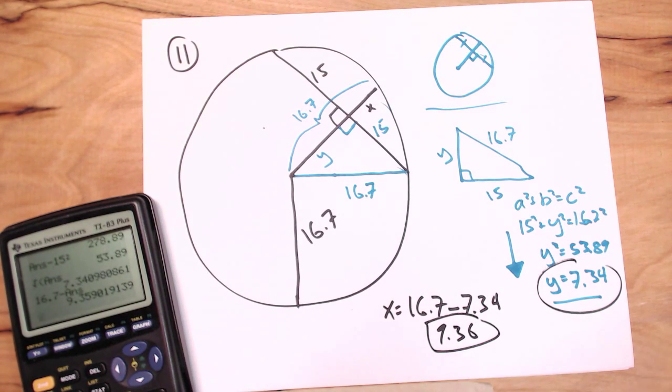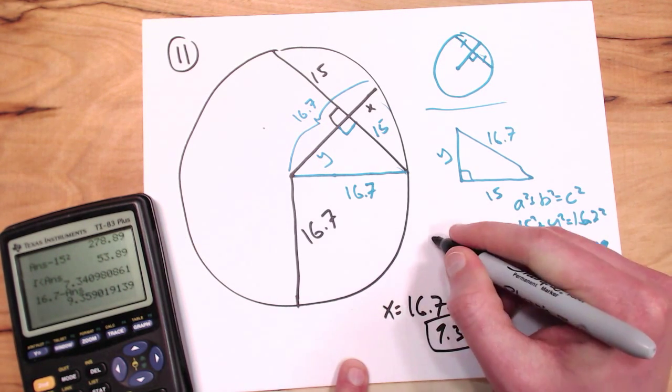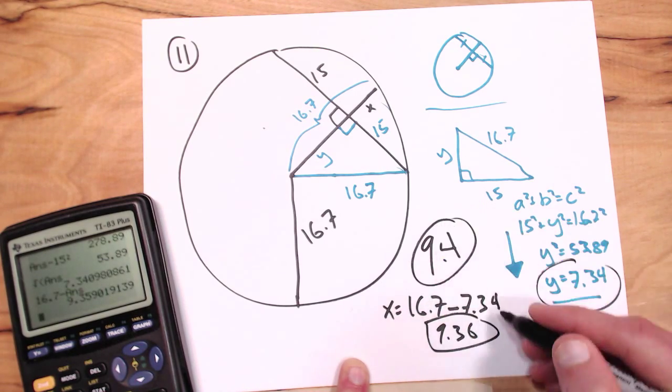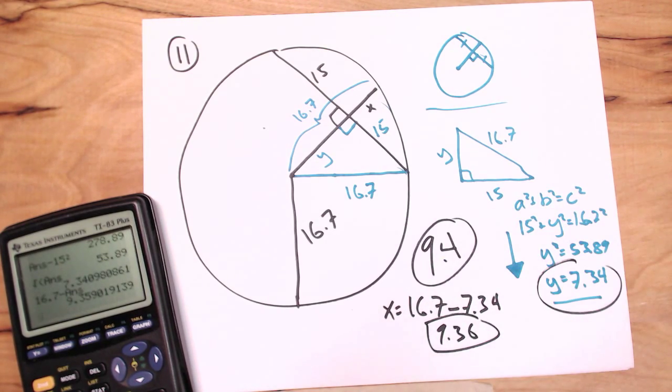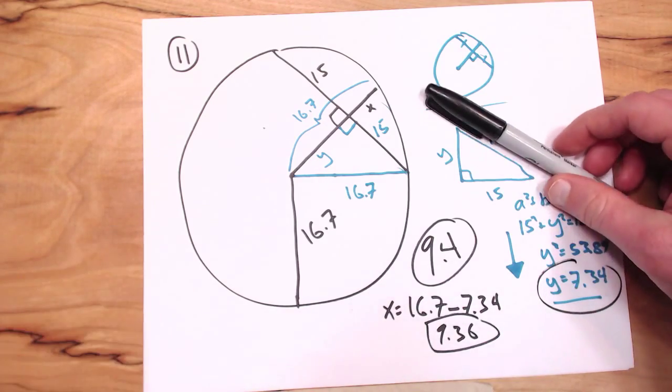Let's check our solution. They're saying 9.4, so they rounded it a little differently, but no problem. They rounded to the nearest tenth. Either answer should be okay unless your teacher specifically says that they want a certain level of rounding.